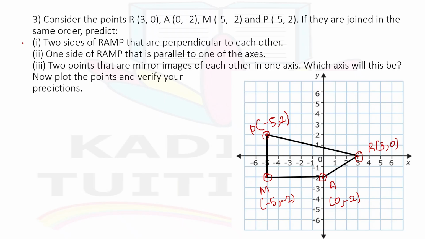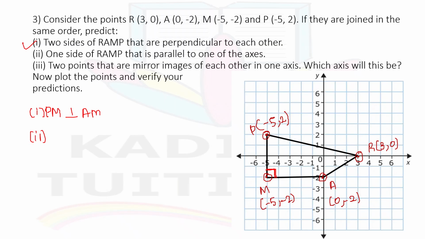So the first question is, two sides of the figure are perpendicular to each other. So can you see this figure? It's actually a four-sided figure, a quadrilateral, right? So over there, some two sides are perpendicular to each other. Can you guess it? Over here, these two are perpendicular to each other. So I can write our first answer as PM is perpendicular to AM. So these are the two sides perpendicular to each other. What about our second question?